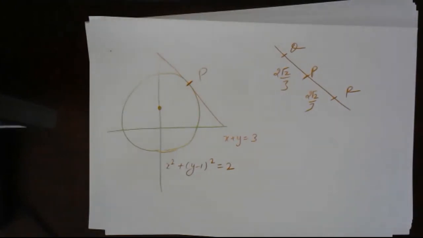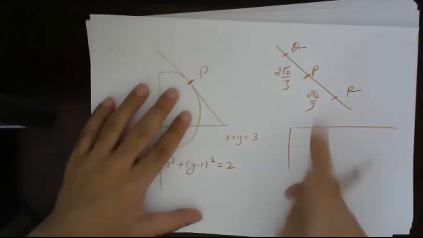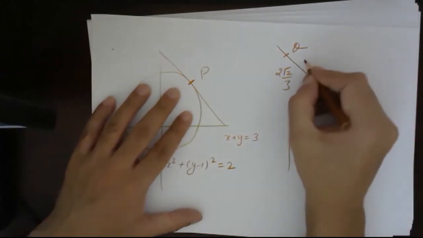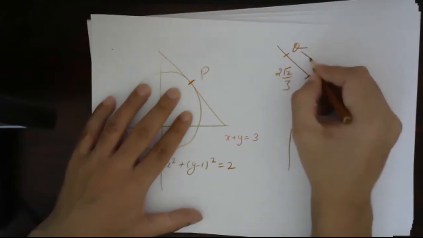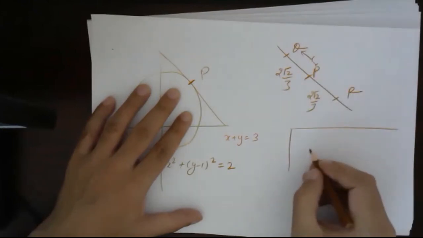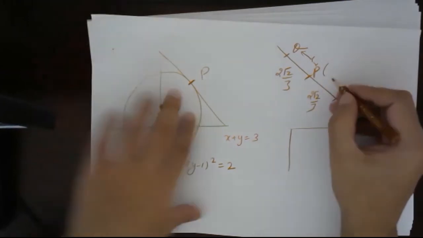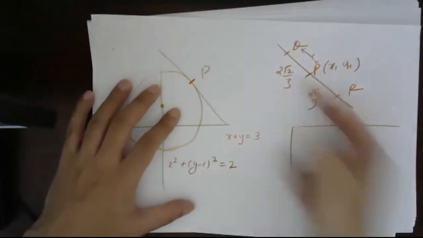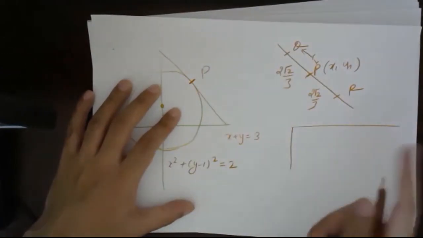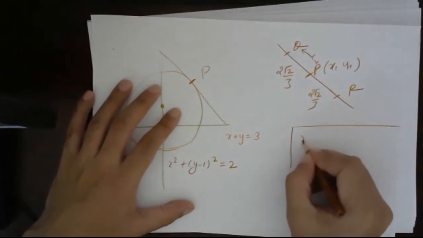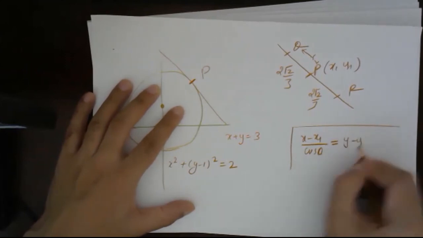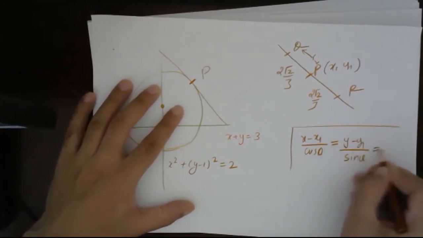Now, if you remember the parametric equation of the line, suppose this is R, this distance. If you write the parametric equation of the line, and this is point x1 y1, the slope of this line is tan theta. So x minus x1 upon cos theta is equal to y minus y1 upon sin theta is equal to plus or minus r.